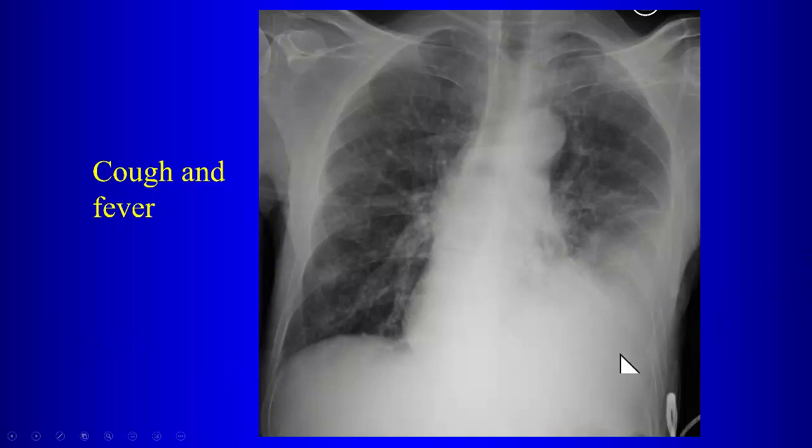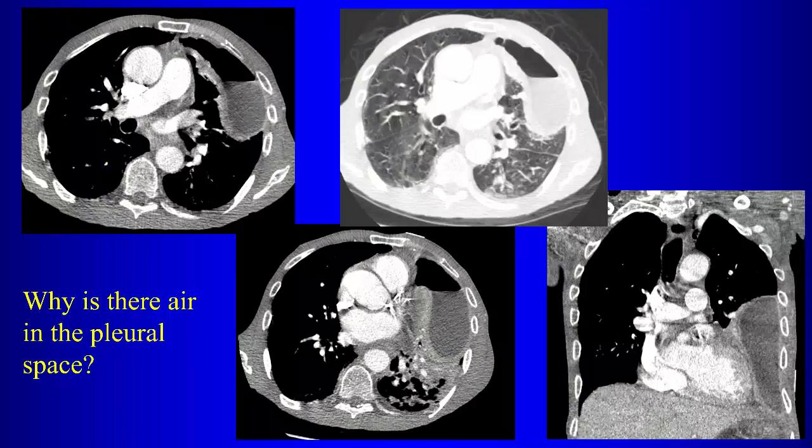Certainly there's, you would suspect that there might be some underlying problem there in the lung parenchyma, like pneumonia or atelectasis. But again, with pleural effusion in somebody you're concerned about infection, the complication you're worried about is empyema, right? And so here's the CT. And so the question is, why is there air in the pleural space?